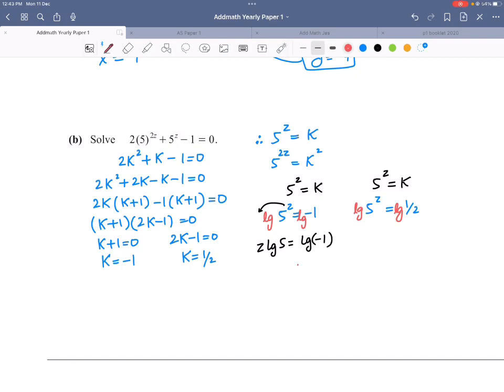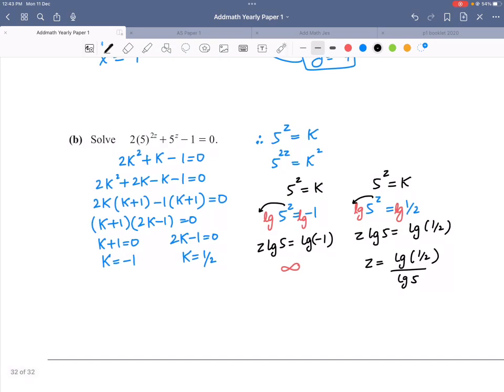Log of negative 1 will be undefined, so there will be no answer for this part. Second one, it will be z log 5 equals log 1 over 2. We need to find the value of z here, so z equals log 1 over 2 divided by log 5. And we can simplify it. Let me open the calculator. So that will be log of 0.5 divided by log of 5. The answer is negative 0.431. That is the possible value of z.